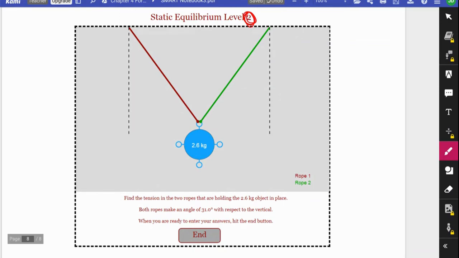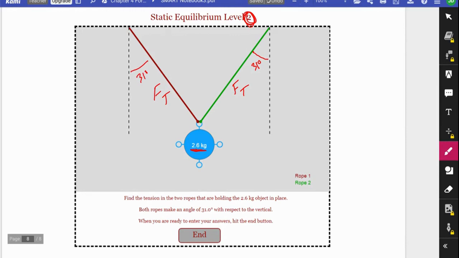So here we have a weight that is 2.6 kilograms, and it's hanging by 2 different ropes, rope 1 and rope 2. The red rope is rope 1, and we're trying to find the forces of tension in those 2 ropes. They are both suspended at an angle from vertical, I guess, from the ceiling. And it tells me in the problem that this angle is 31 degrees to the vertical, and they're identical to each other, which means that the tension in these ropes is going to be identical to each other. So that's going to be important for solving this problem.